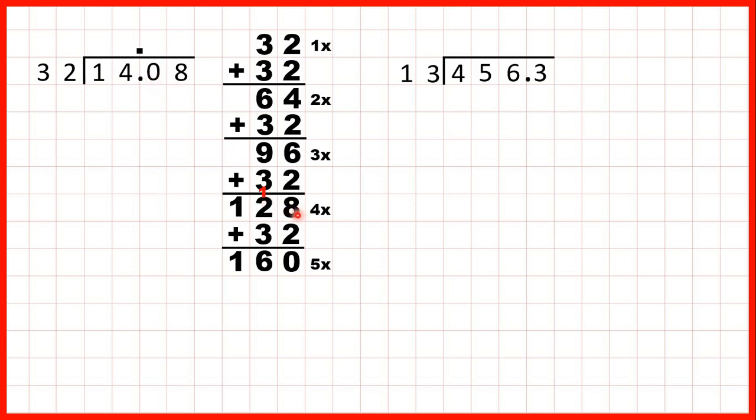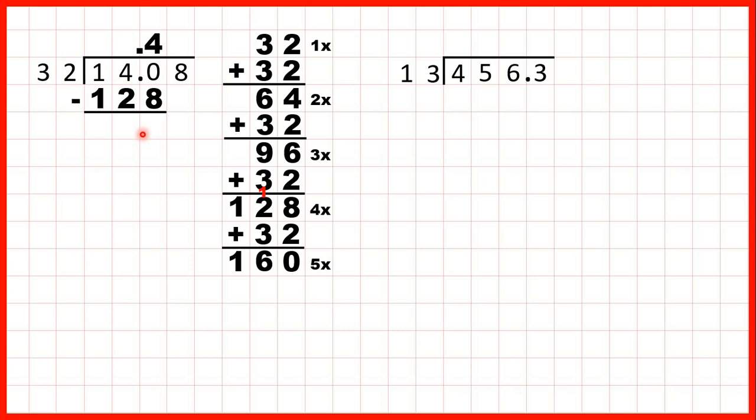128 is the closest number that's still less than 140, so we can write 128 under the 140, and because 128 is 4 times, we can write 4 in our answer line. Now here, because we have a decimal point, it's really important that we write this 4 in the correct place. Remember, we always write the digit above the last digit that we divided, and because we divided 140 by 32, the 4 needs to be written above this 0.